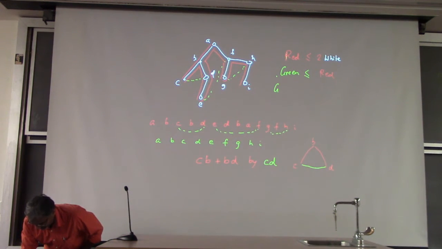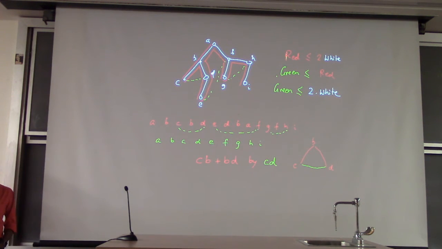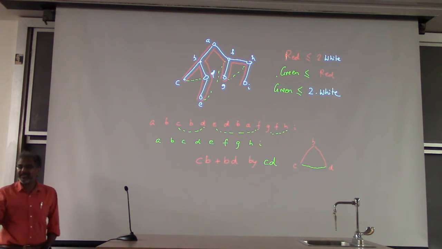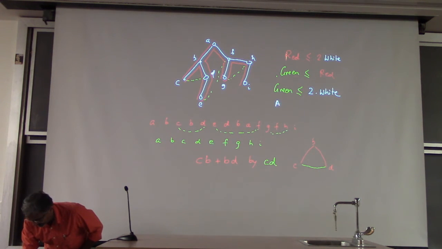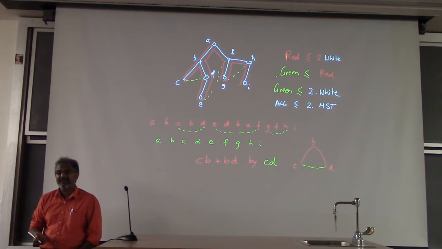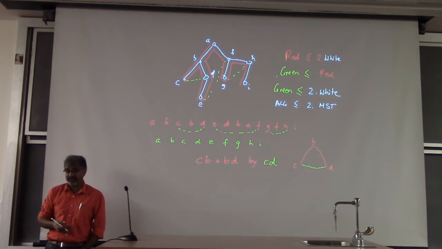So green is less than or equal to 2 times white. Right? We just proved this now from those 2 equations. But what is white? White is the MST cost. In fact, you can rewrite this as algorithm is less than 2 times MST, because the white is just the MST cost, and the algorithm cost is what we just produced in green.